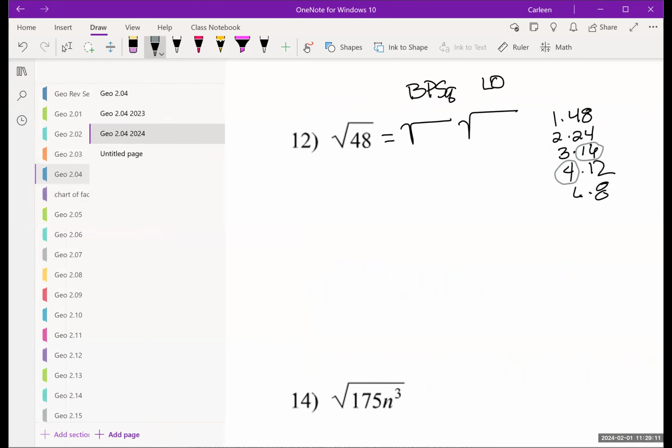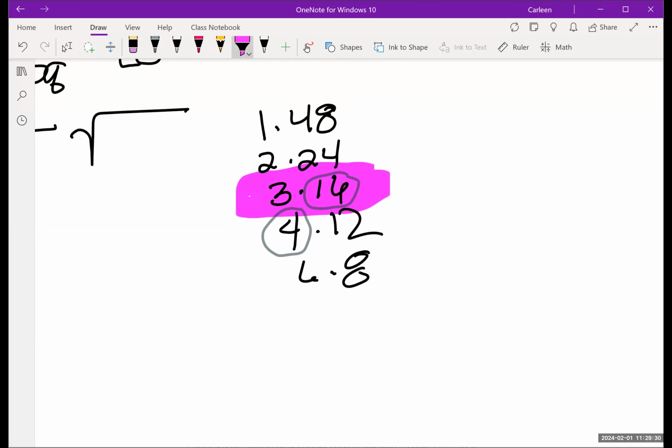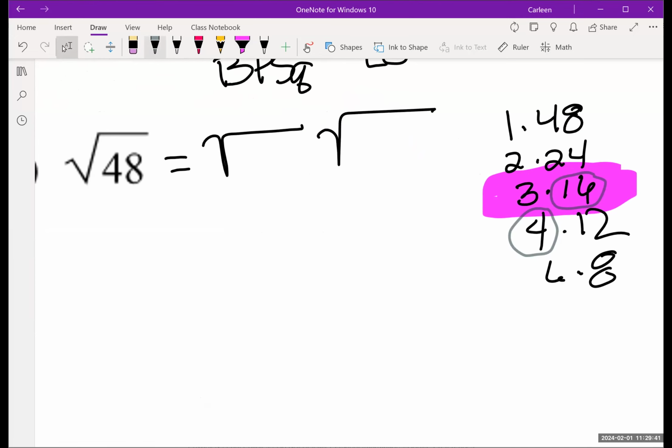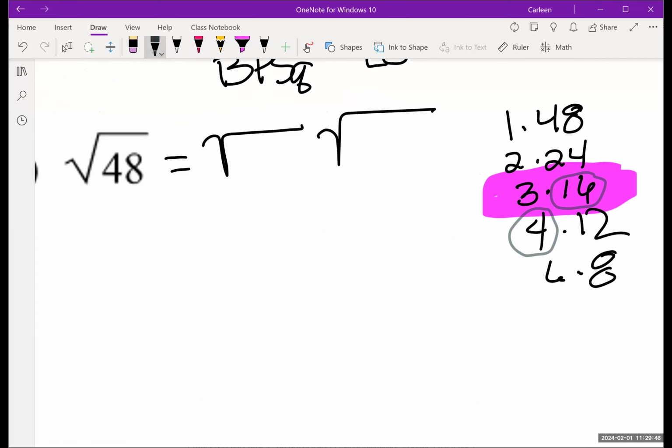Now, if you need a chart of factors, next time you're in here with me, I'll give you one. Now, we're not going to put 16 and 4 together, are we? We're going to put the biggest perfect square and the leftovers. So I'm going to choose 16 and 3. 16 is my biggest perfect square. 3 is my leftovers. So 16 and 3.